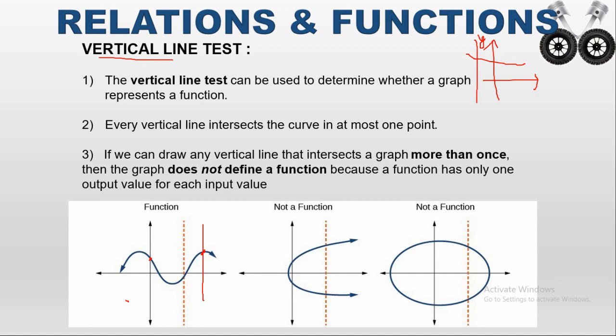Okay, see the next figure. In this figure, I am drawing the vertical line here. Here it will intersect 2 points, here and here. If it intersects more than 1 point, then it is not a function. If I draw the vertical line on this side, again it will intersect more than 1 point. So it's not a function. Then the third figure. Here also I am drawing one vertical line, and it intersects 2 points. If I draw the vertical line on this side, here also it will intersect 2 points. So this figure is also not a function.